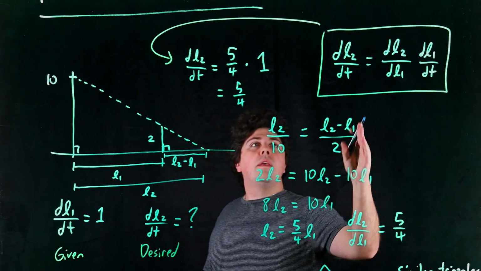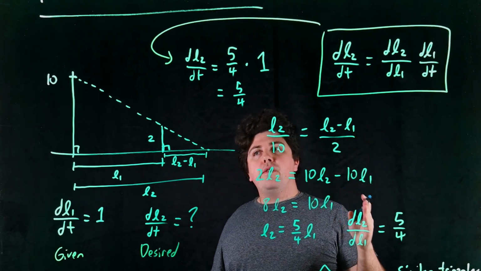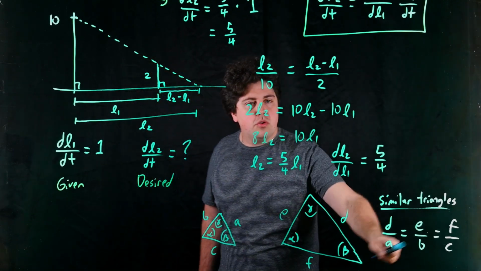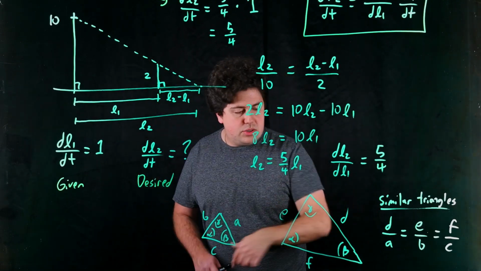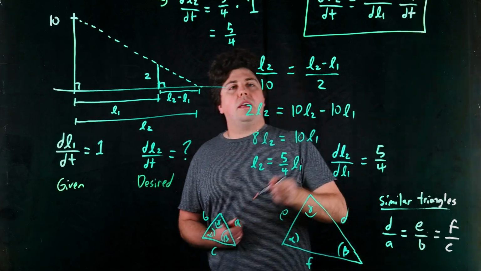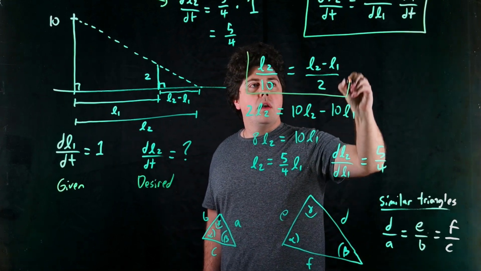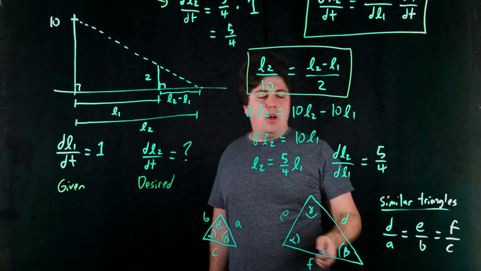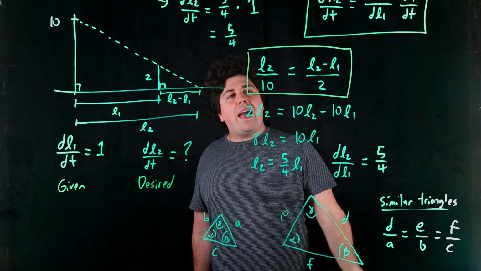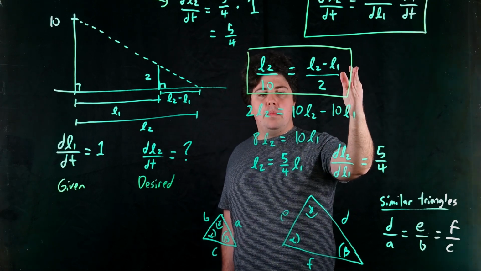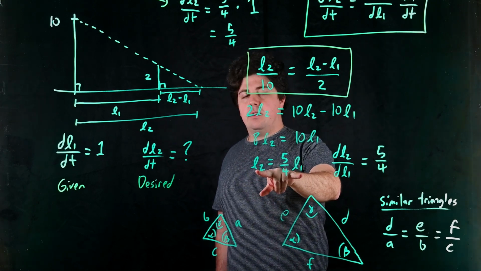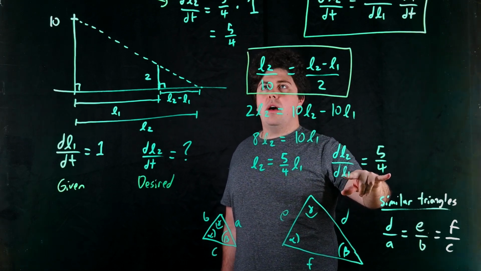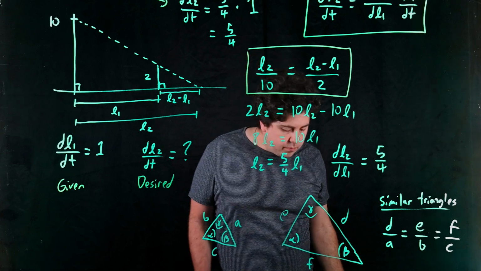But here, you have to figure it out yourself, and the technique to figure it out was exactly this similar triangles idea. This here exactly was our fundamental use of similar triangles, which allowed us to relate L1 and L2. But once we had this equation, it was just a hop, skip, and a jump to getting this formula for L2 in terms of L1, this formula for dL2 by dL1, and that's the answer.